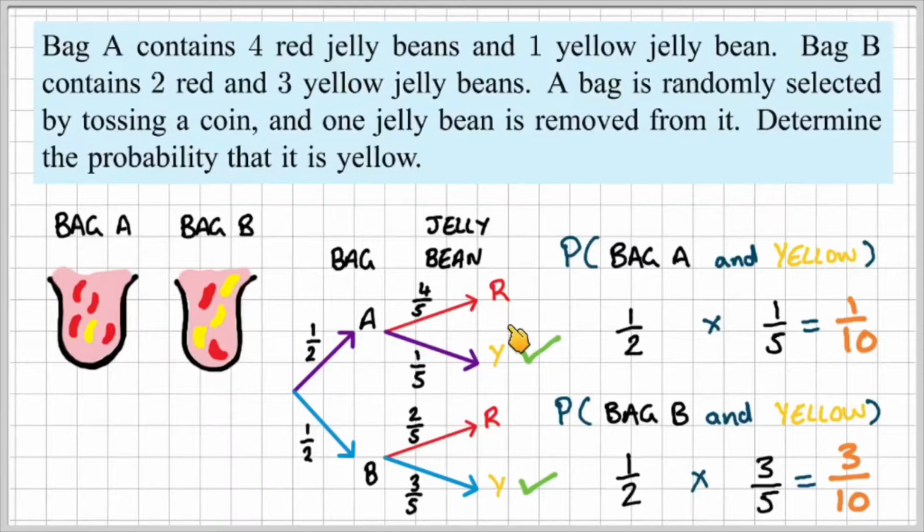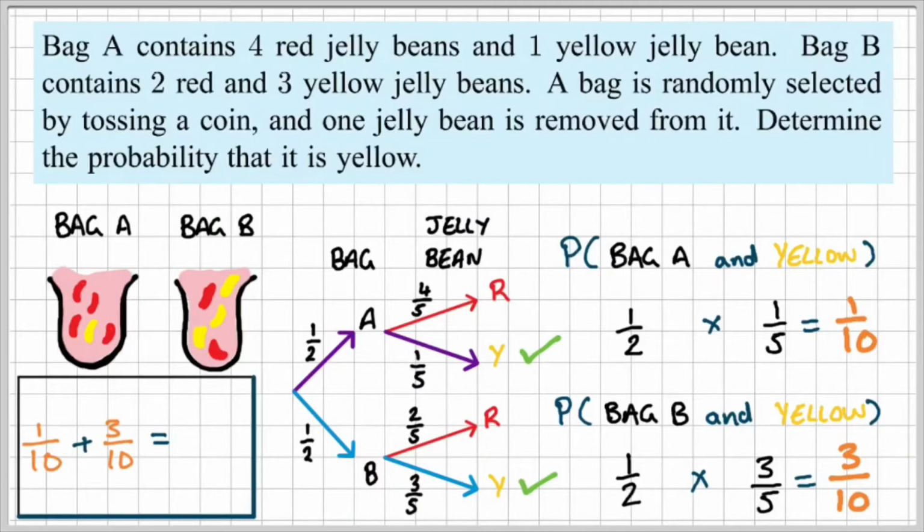Now remember, there are 2 outcomes here. There's this path, which is highlighted by the purple arrows, and then there's this path, which is highlighted by the blue arrows. So what we need to do is add those probabilities together. And so if a bag is randomly selected by tossing a coin and 1 jelly bean is removed from it, the probability that it will be yellow would be 4 over 10.